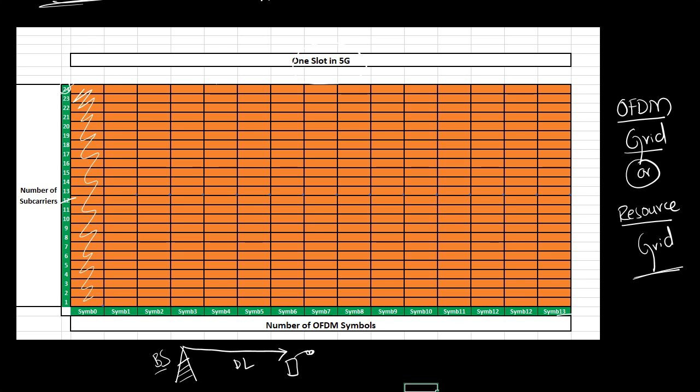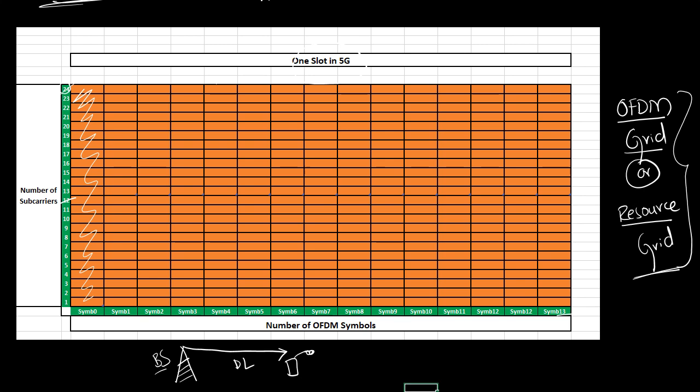The concept of OFDM grid or resource grid has been explained in my previous videos, so please go through them. I will give the link in the description box as well. The concept of one slot is very important because whether it is the transmit processing or receive processing, it is done on a slot by slot basis. For a particular slot, the resources are static, whereas in the next slot, the resources will dynamically change. So that's why the slot concept is important here.